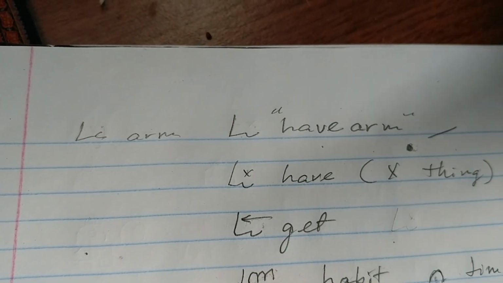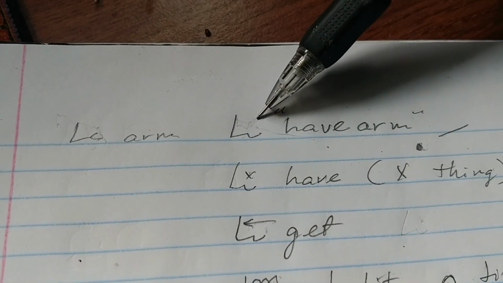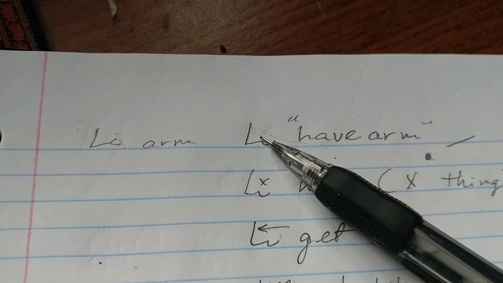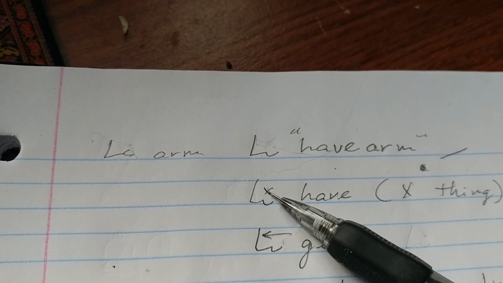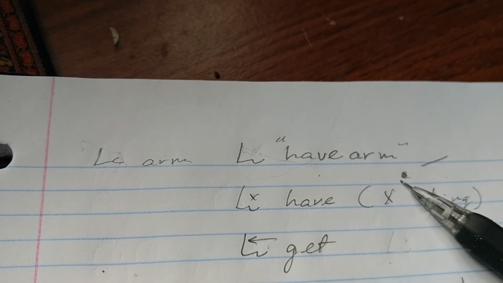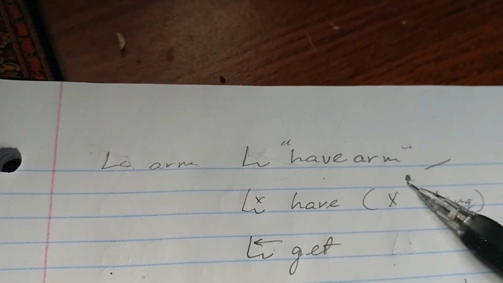Okay, let's look over here. Elaborate on this. Okay, arm. Here is what I call my have arm. It's the arm that I use in my ideogram for have, which is this right here. X is a thing, holding a thing, an arm holding a thing. I also use a heavy dot for a thing.